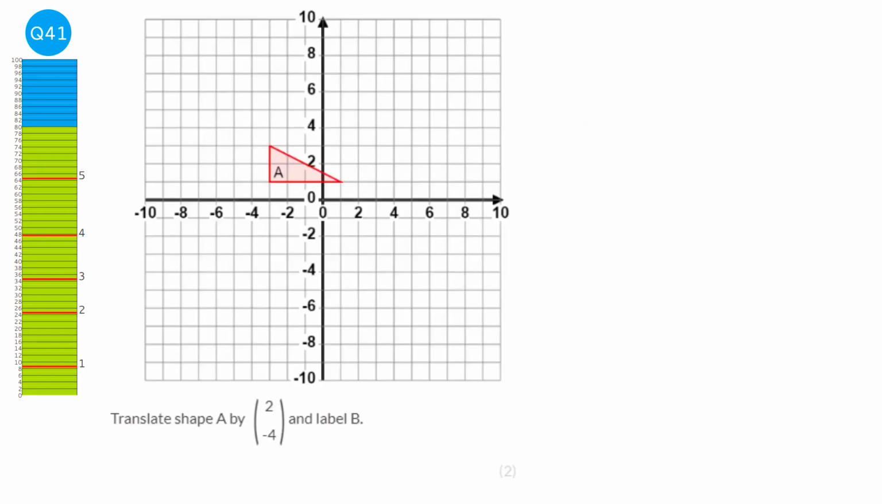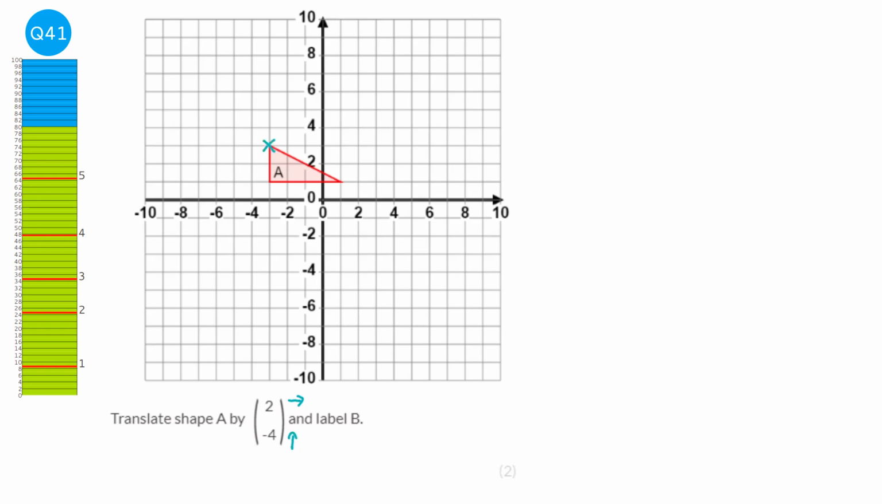When translating, we translate with vectors, and the top number in a vector tells us how far right, and the bottom number tells us how far up we go. And to translate a shape, you always pick a point. Now I always pick the top leftmost point, so I'm going to pick this one.